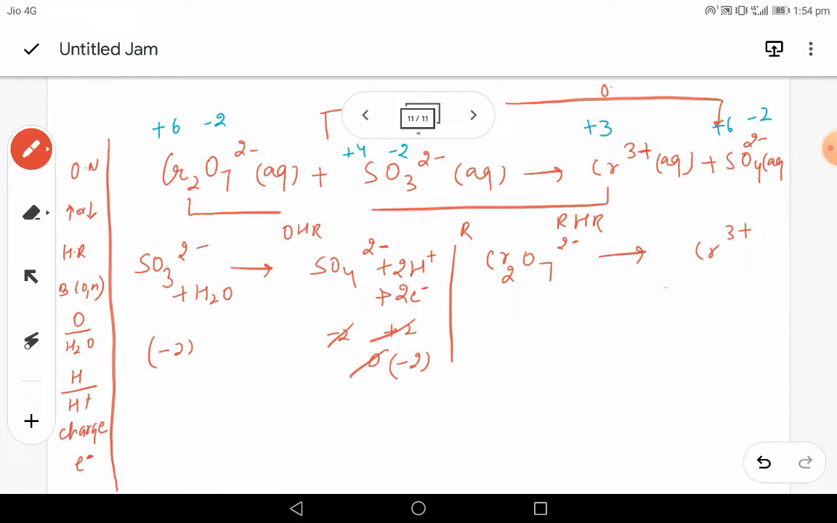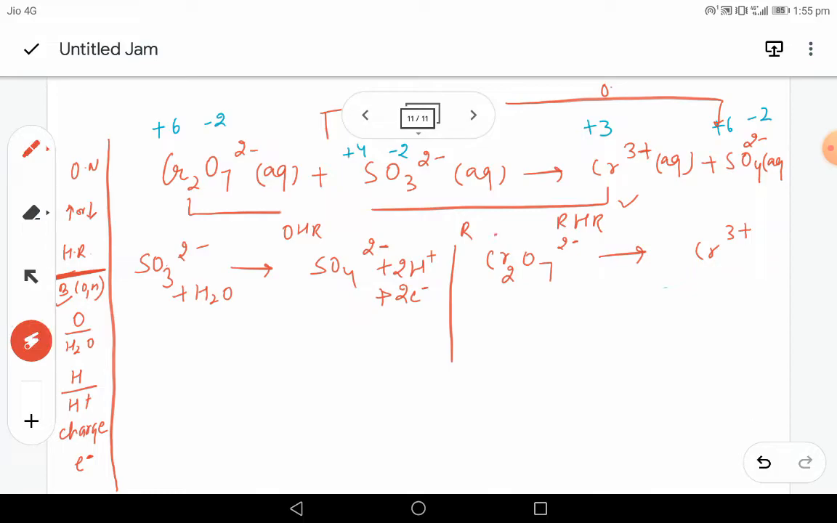I have balanced my charge as well. So the rest of the portion, now I am clearing it. Right? Now let us repeat from step 4 onwards for the reduction half as well. So what is the fourth one? Balance every other atom except oxygen and hydrogen.